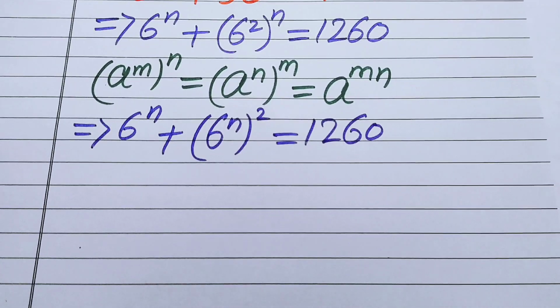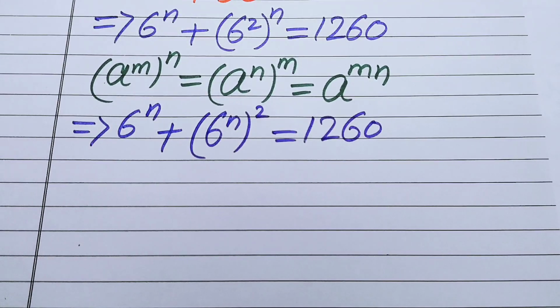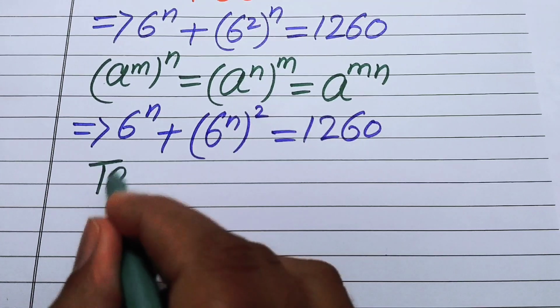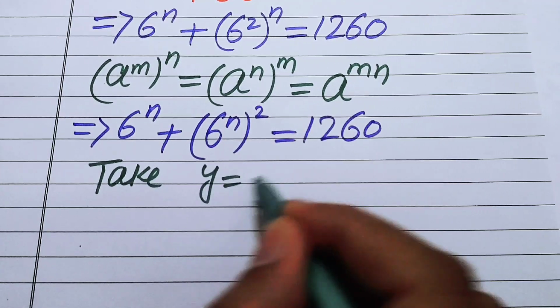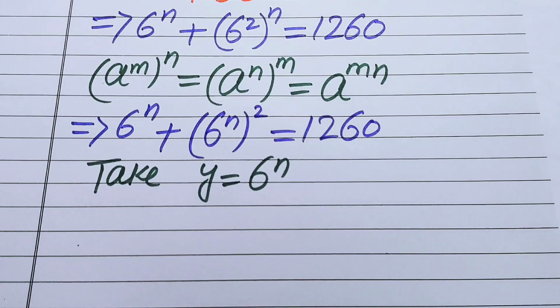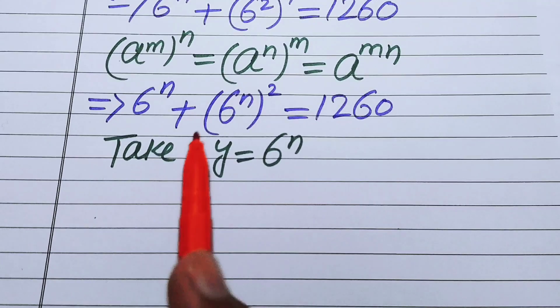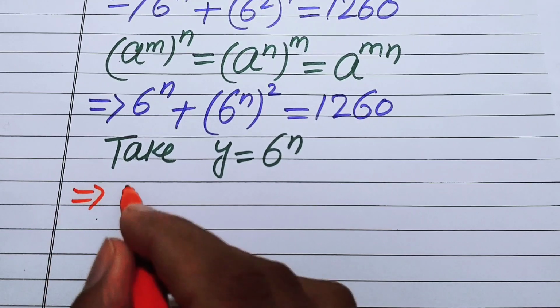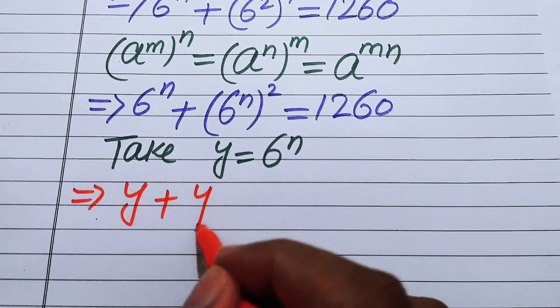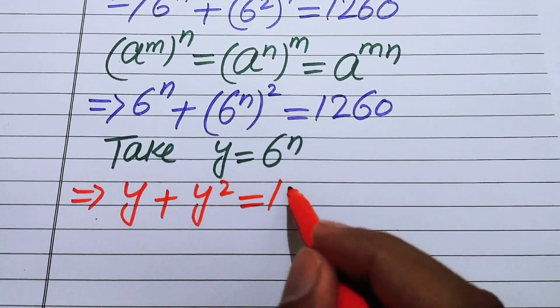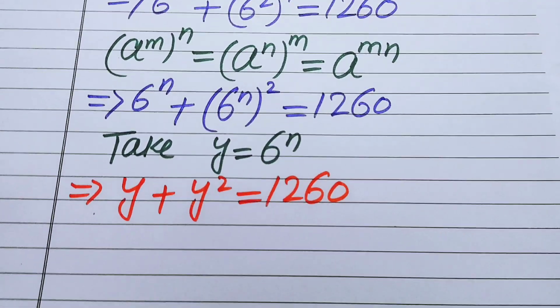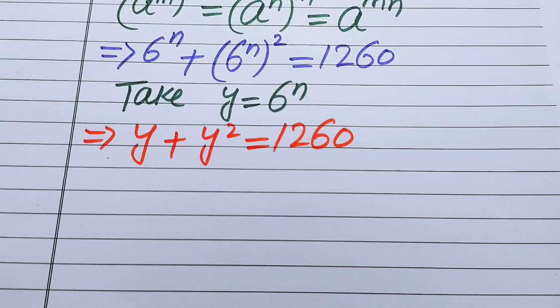1260. And now we will convert this exponential equation into the quadratic form, so we just take y equals 6 to the power of n. When you take y equals 6 to the power of n, this exponential equation becomes y plus y squared equals 1260.